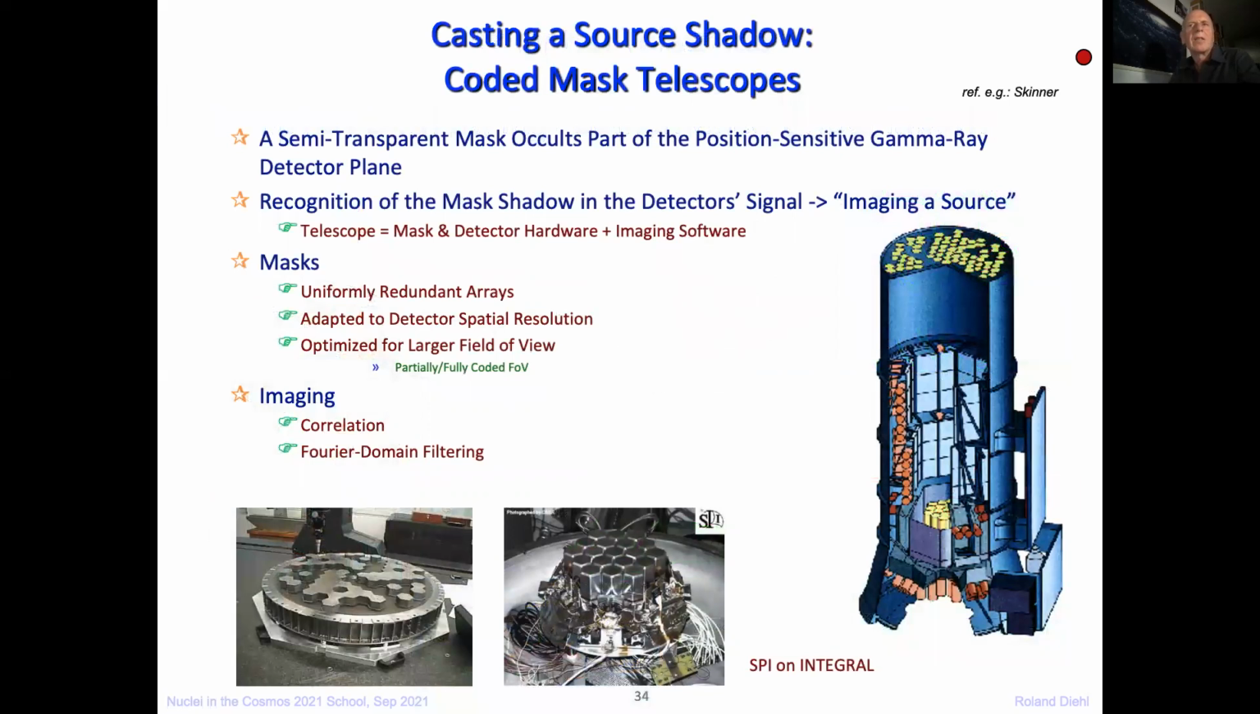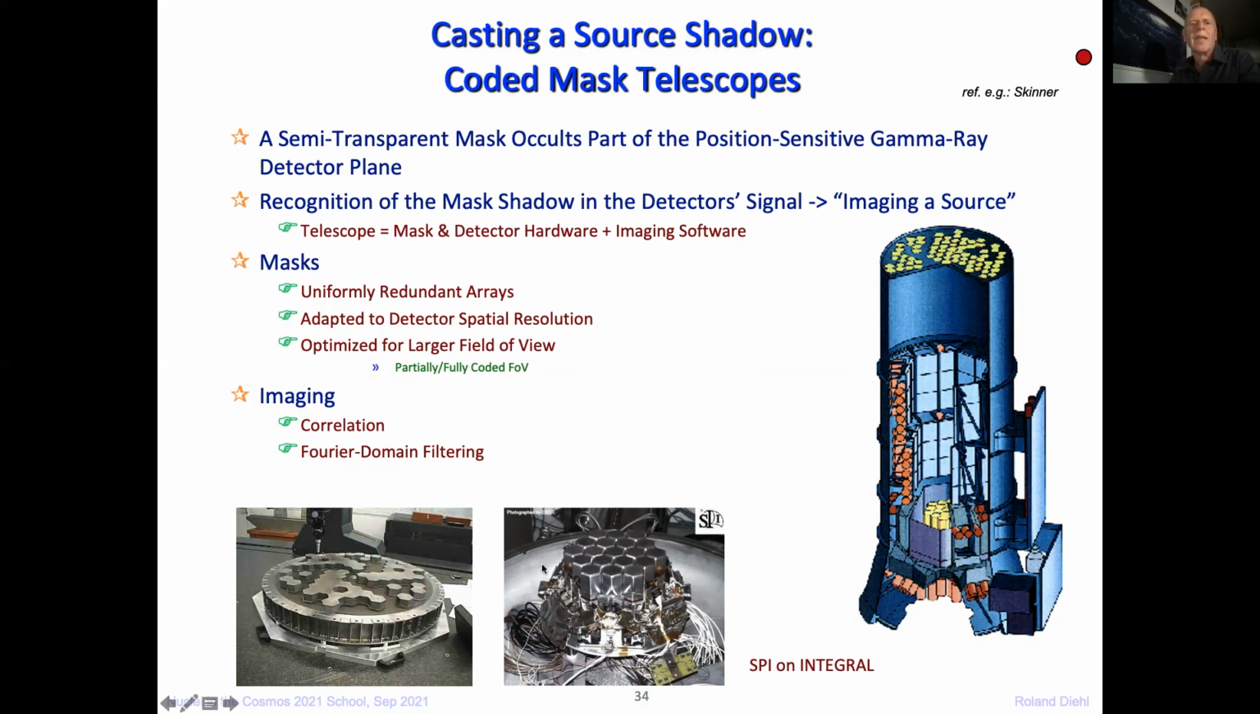The coded mask telescope that we will be talking a little more about is the SPI instrument that I have been working with over the last 20 years. It has a coded mask shown here, and it has a germanium camera shown down here. This is a picture of the germanium camera with 19 germanium detectors. They are of hexagonal shape, and they are densely packed, as you see, and each of them is probably the size of a Coca-Cola can or something like that.